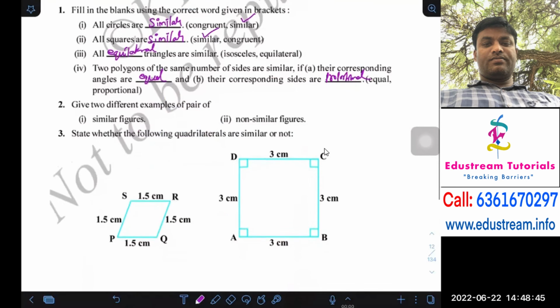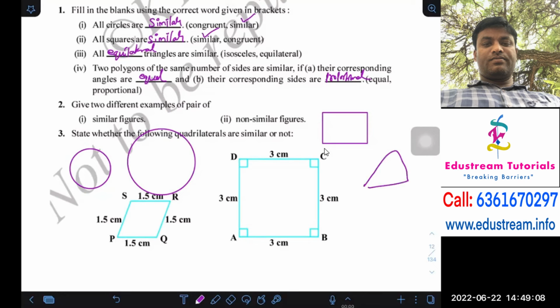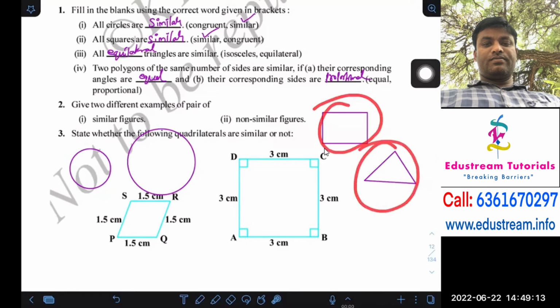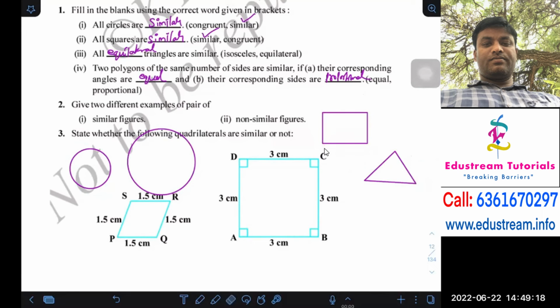Give two different examples of pairs of similar figures. Example for similar figures: let's take circles. Two circles of different radii are called similar figures. Non-similar figures: let's say I'm going to take a square and a triangle. See, these are non-similar figures. They're not even congruent. They're not at all similar. That's it. These are the examples.